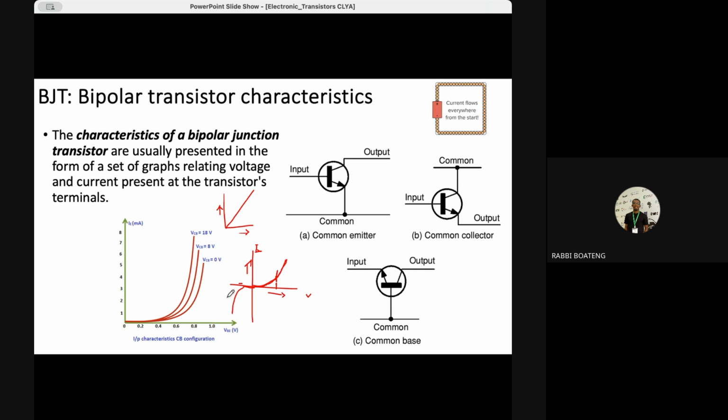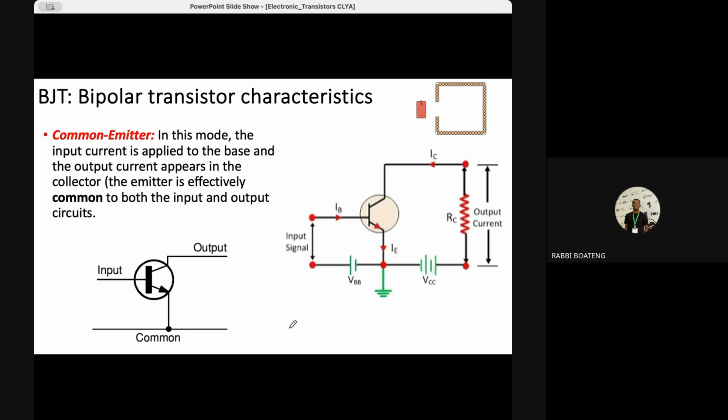Is that okay? So we will just go through briefly the common emitter. For the collector, we may not do it. For the base, we may not do it. So we just go through this one and we will look at it with respect to the forward, we will look at it with respect to the reverse, and we will look at it with respect to both the input and the output. So this is how a typical configuration looks like for a common emitter.